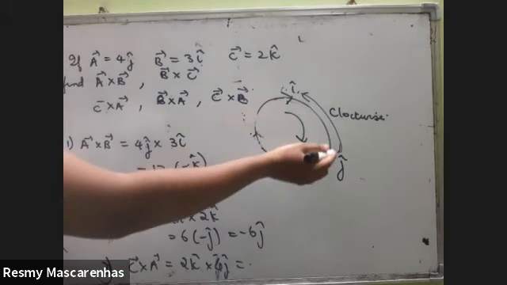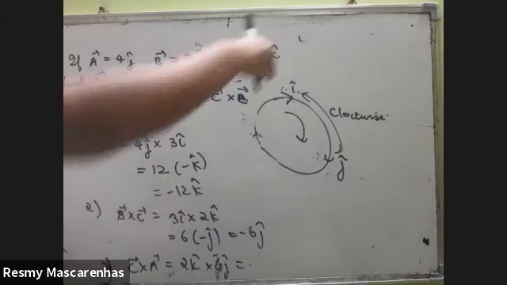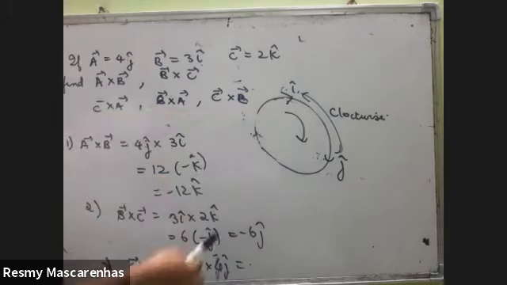Alphabetical order is always I, J, K. But if you are going K and then J, then definitely it's ulta. So this will be minus 8i.